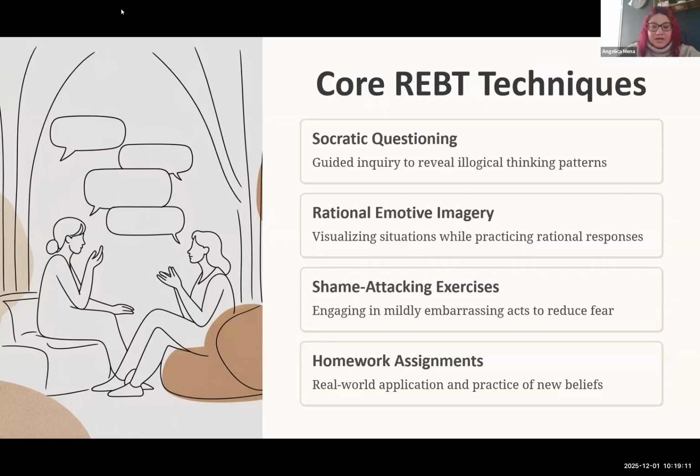Okay, so now let's talk about shame attacking exercises. This is a really interesting concept that's very unique to REBT specifically. Shame attacking exercises involve engaging in mildly embarrassing acts to reduce fear, right? So Ellis emphasizes that shame attacking exercises can help clients intentionally engage in these activities with the purpose of reducing the power of shame and social anxiety and things like that, and weakening the need for approval from others, or embarrassment.